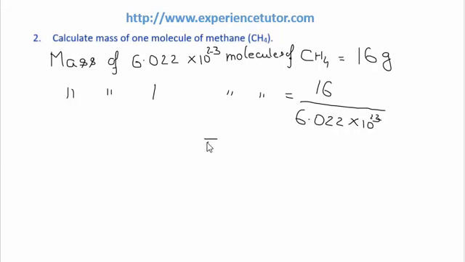So on solving we'll get it as 2.65 into 10 to the power minus 23 gram.